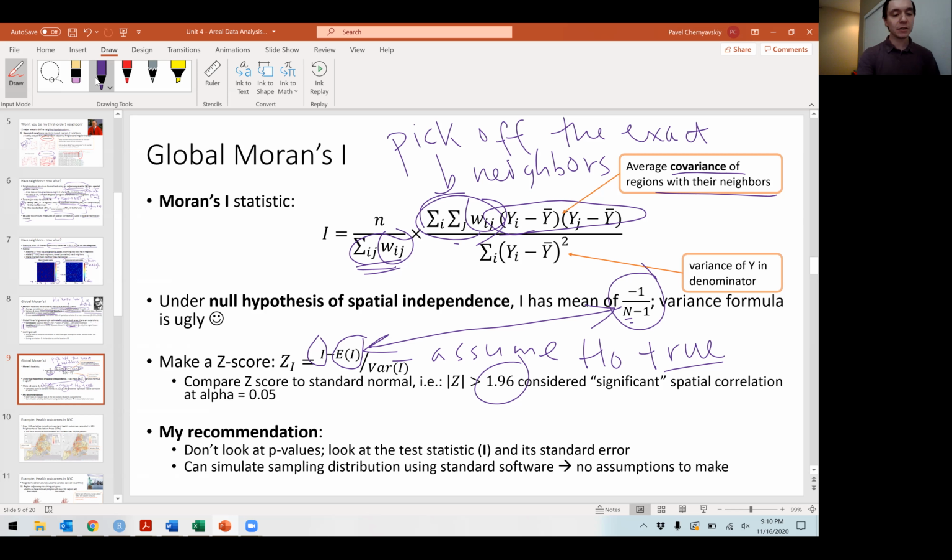So what is my recommendation? Don't look at the p-value. With a large enough region, even a small Moran's I test statistic will be significant. And I don't want you saying, oh, I have significant spatial correlation and my Moran's I is 0.17, woo, with a p-value of 0.02.